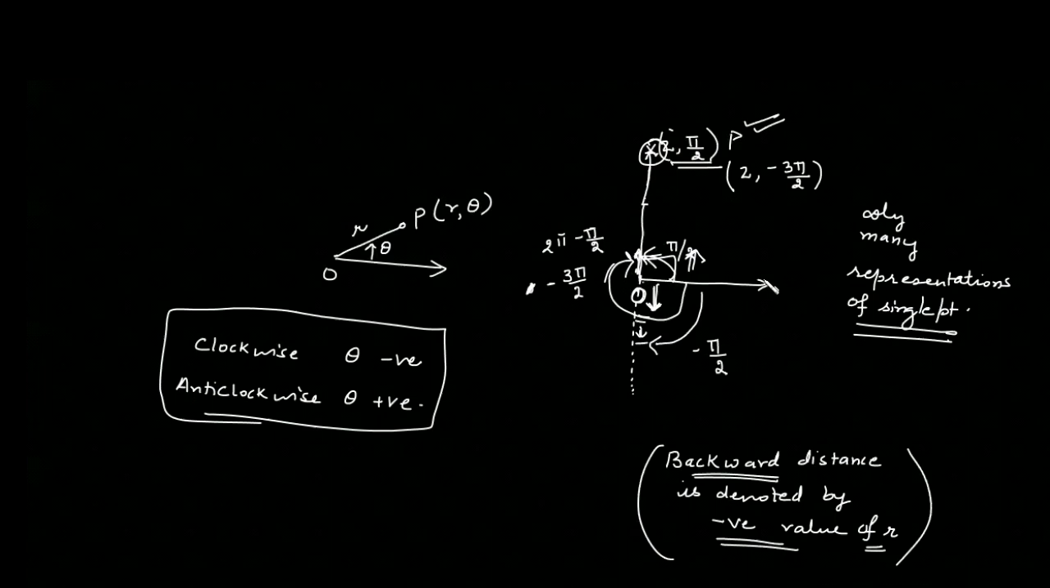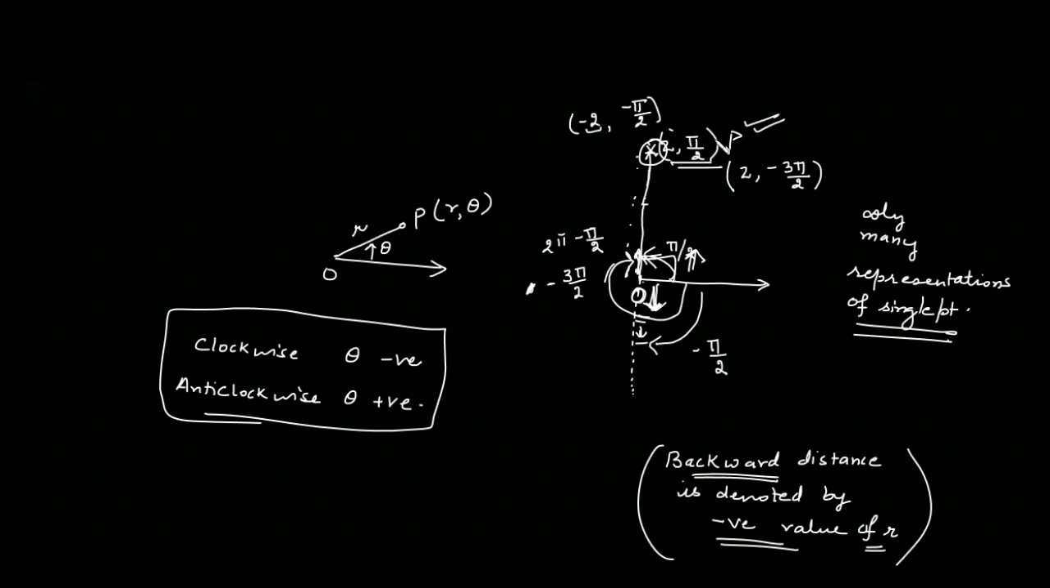So this is the initial ray, this is the pole. If we want to reach the point P by backward distance, we have to move through such an angle. Now when we take a turn of minus pi by 2, the face is directed this way, and if we want to reach the point P, we have to cover the back distance. We have to take 2 back steps, then we will reach this point. Since backward distance is denoted by the negative value of r, and here the turn is minus pi by 2, this is another representation of the point P.